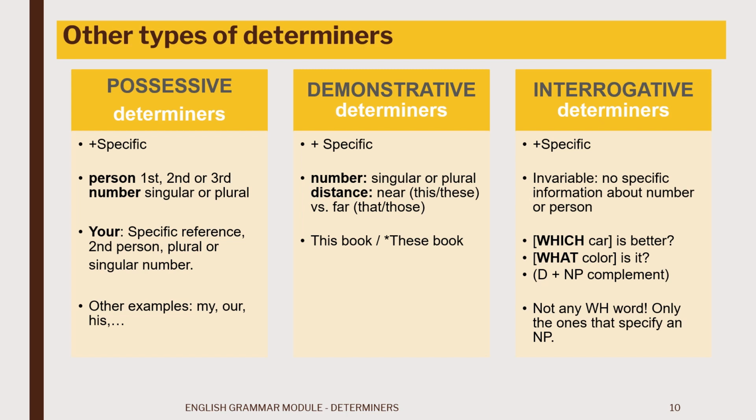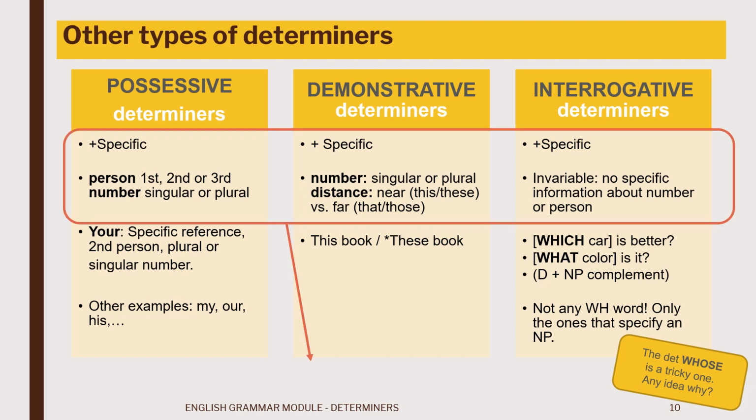What you need to have in mind is that not any WH word will be an interrogative determiner, okay? Only the ones that select a noun phrase as complement. The determiner whose is a tricky one, because this is an interrogative determiner, but the relations that it establishes with its complement and other elements is quite different, all right? So we can see that we can describe the grammatical information carried by possessive, demonstrative, and interrogative determiners in this way.